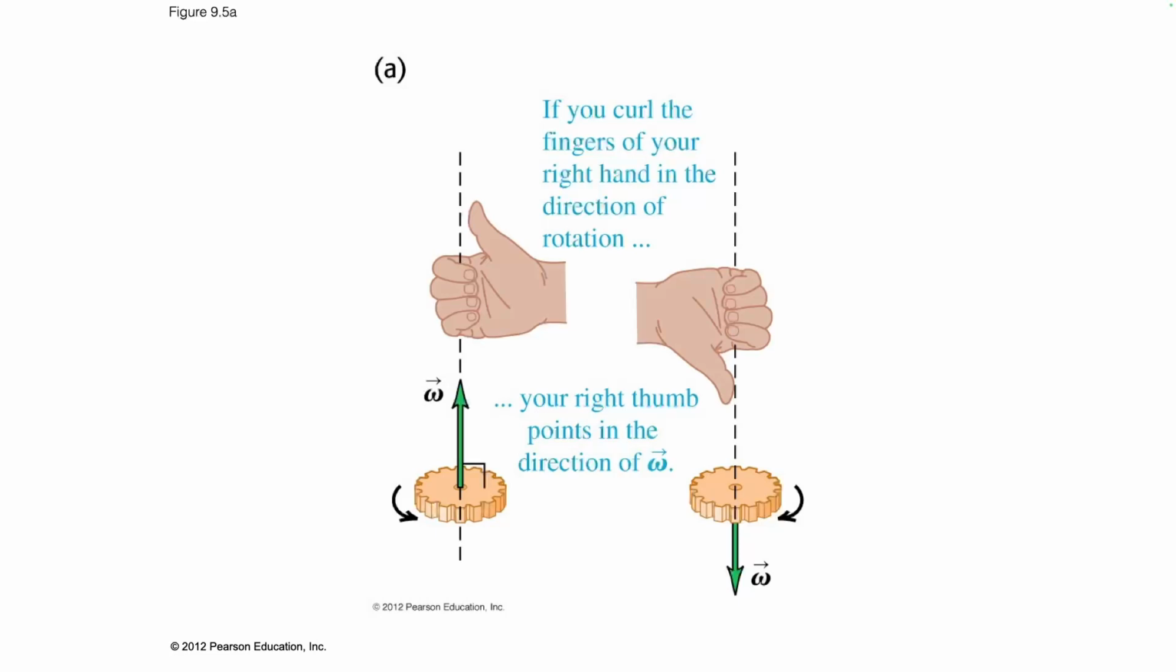Okay, so if I spin it like this, take your right hand, take your fingers, and wrap them around in the direction the wheel is spinning. See how I'm wrapping them around this way? Okay? And which way is my thumb now pointing?